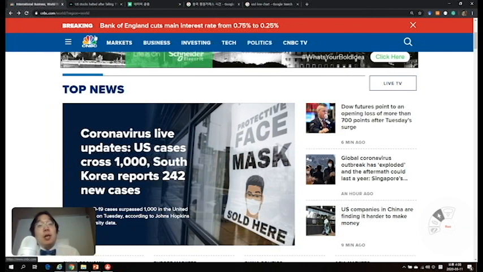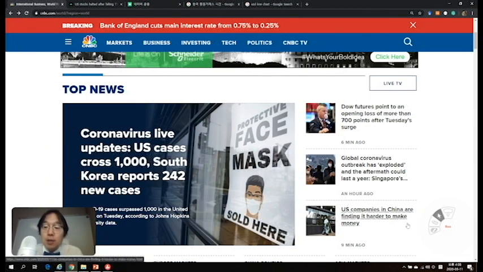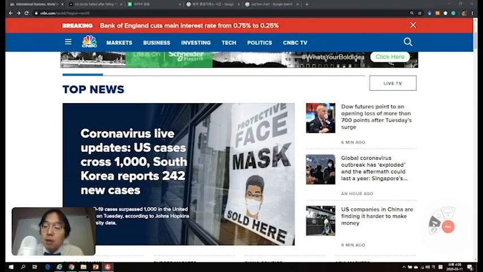Bank of England cuts main interest rate from 0.75% to 0.25%. So, a 0.5% rate cut. Okay. So this is the rate we're going to talk about today in risk-free rate. Can I write something over here? Okay, fine.